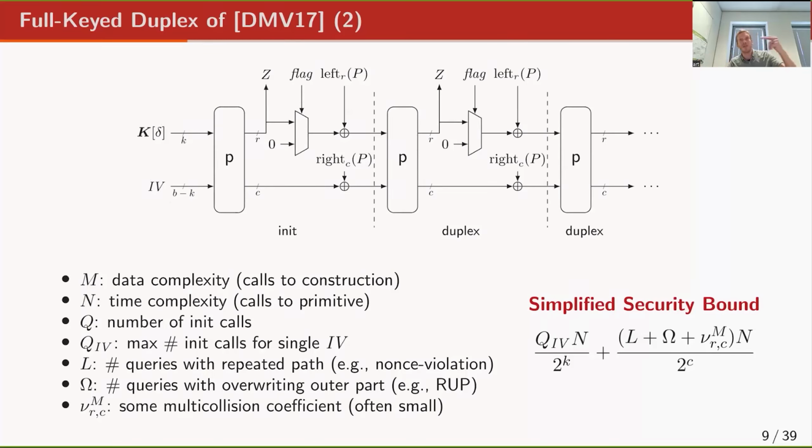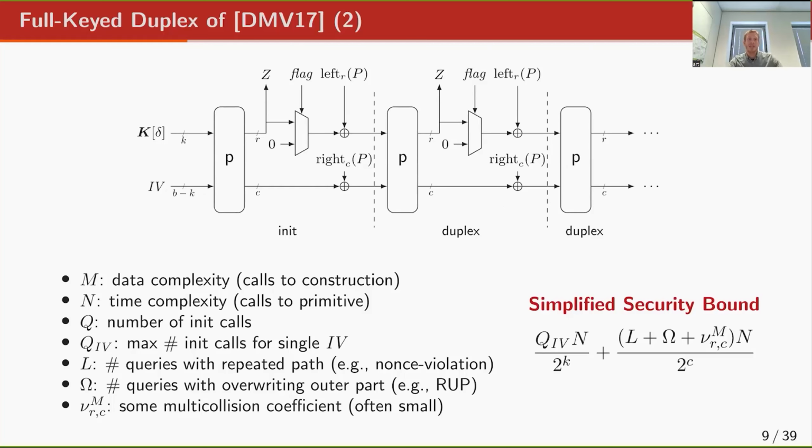Then you have two different duplexing calls with the same preceding path. This influences security, so this is the value L. We also had some weird parameter omega, which corresponds to queries with overriding outer parts, where the flag is true. I will come back to this later too. And some multi-collision coefficient, which is typically a small number. So it's already getting a bit more scary.